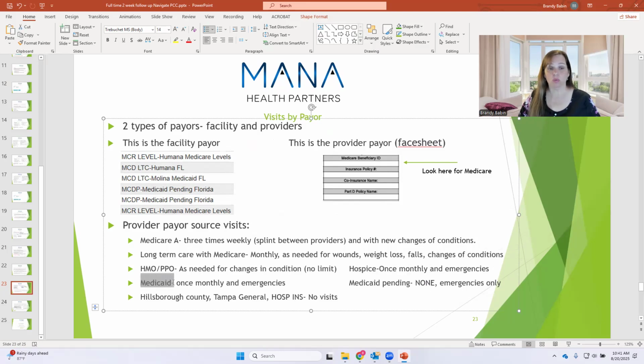Medicaid patients, once and for an emergency only. I've got to clarify emergencies. It's not a positive UA and they need antibiotics.